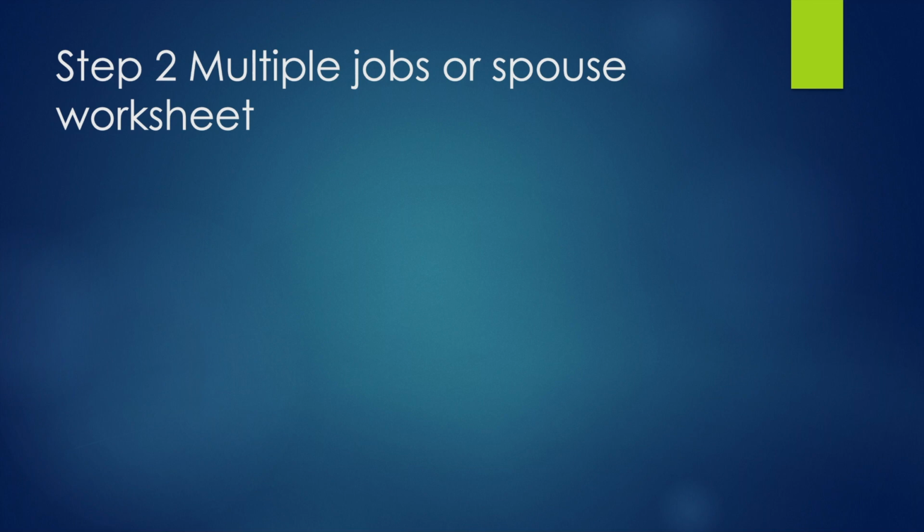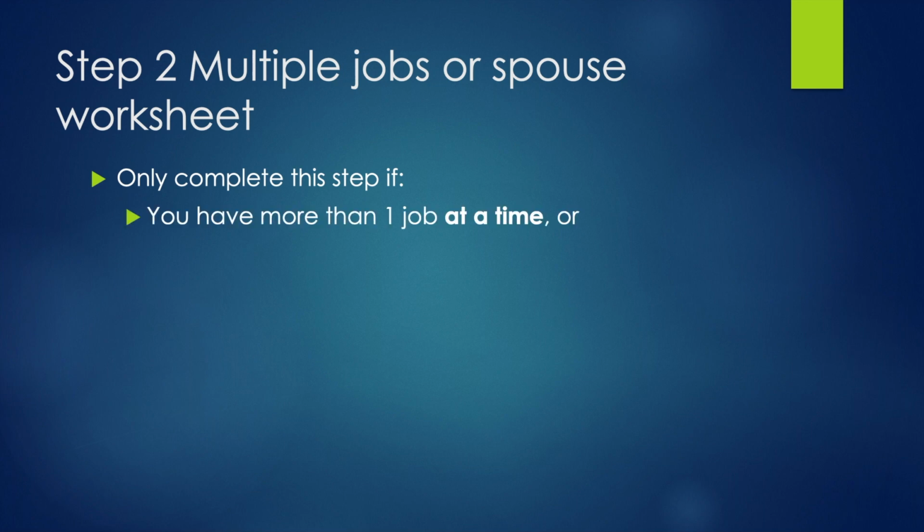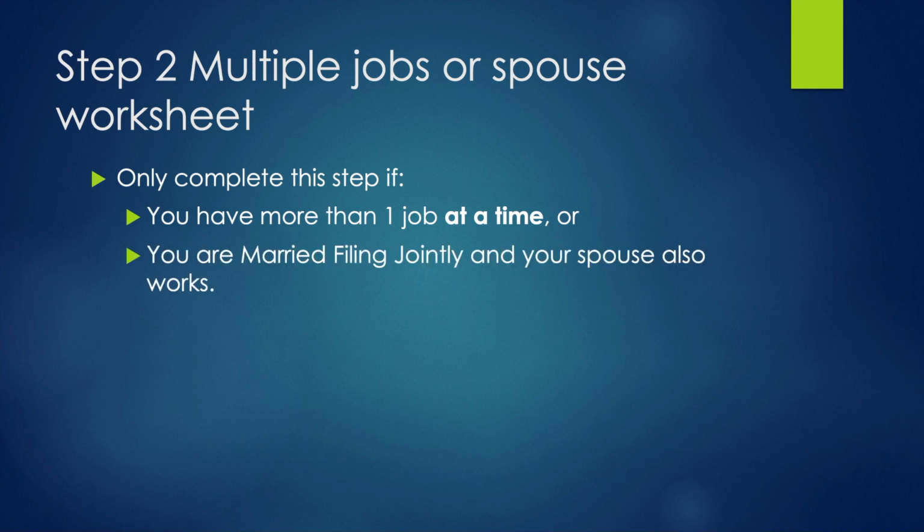Step 2, multiple jobs or spouse worksheet. Now, very important, we're only going to complete this if we have more than one job at a time. So if you have one job for the first 6 months of 2020 and a different job for the second 6 months of 2020 and no other jobs on the tax return, then you're not going to do this step. So one at a time, or if you're married filing jointly and your spouse also works, so you have 2 jobs or more combined.